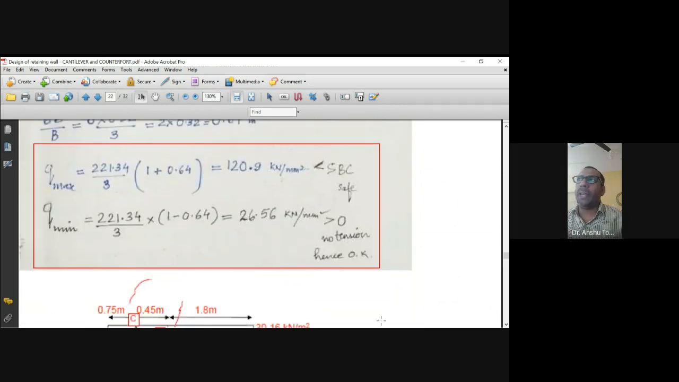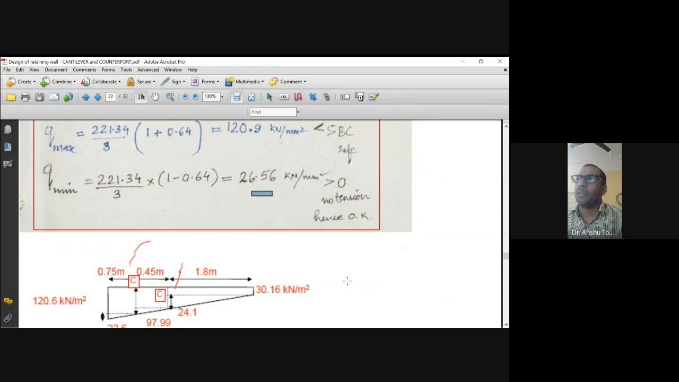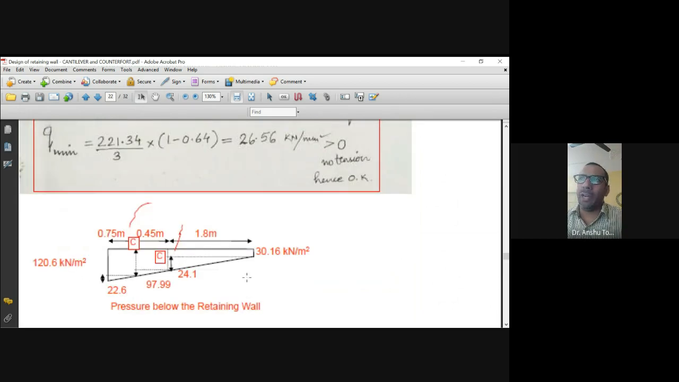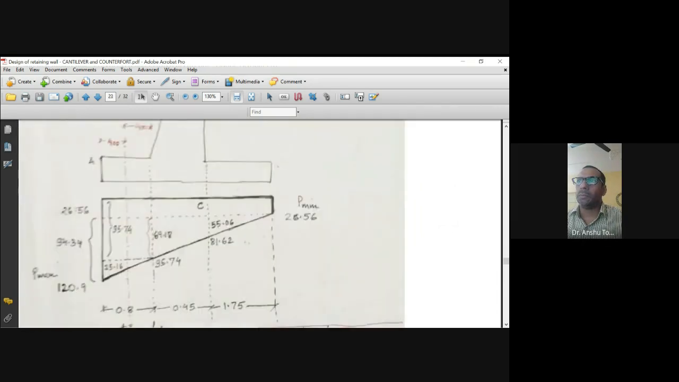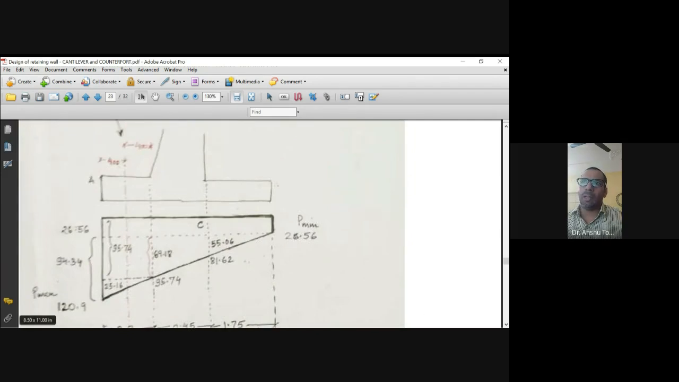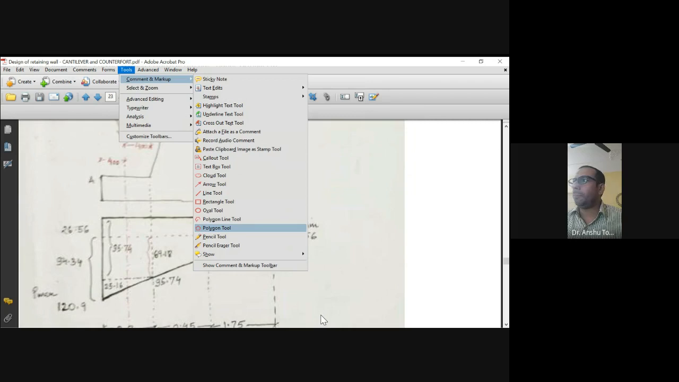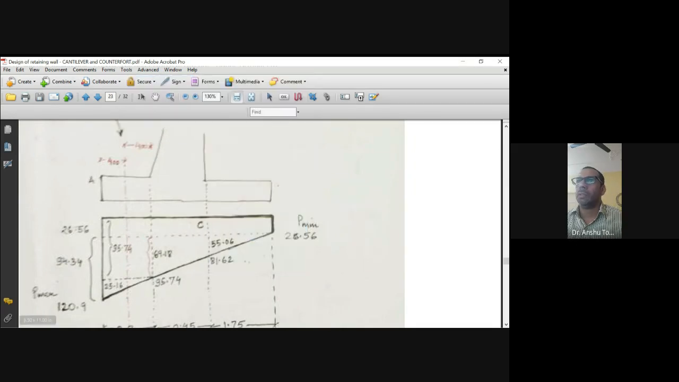So it will come out to be 120.9 and 26.56. Our values are different, but it is going to be represented like this. This is the next step. This is the value 120.9 and this is the value 26.56, corresponding to the end of the toe and the end of the heel. And the length we know is 3 meters.